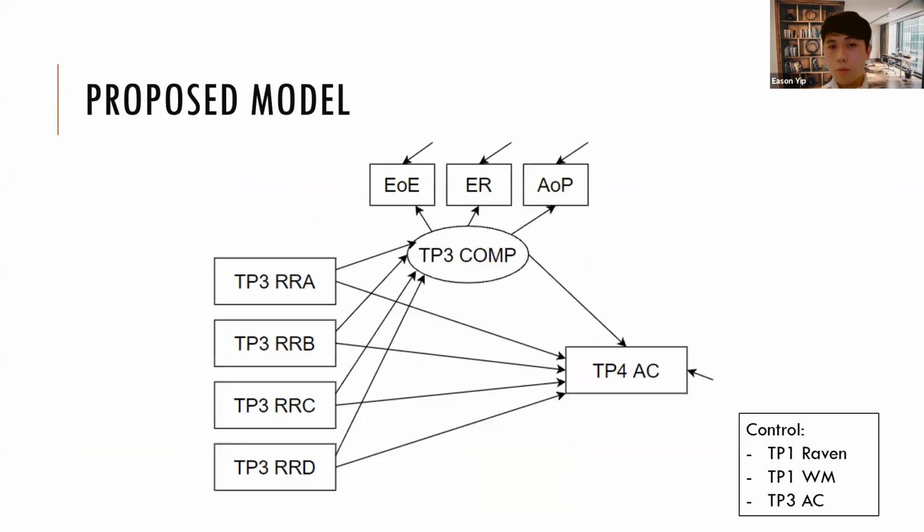So in conclusion, we propose a model like this. In short, the 4 forms of relational reasoning will predict the understanding of complement and in turn affect the performance in arithmetic computation with the control variables here.